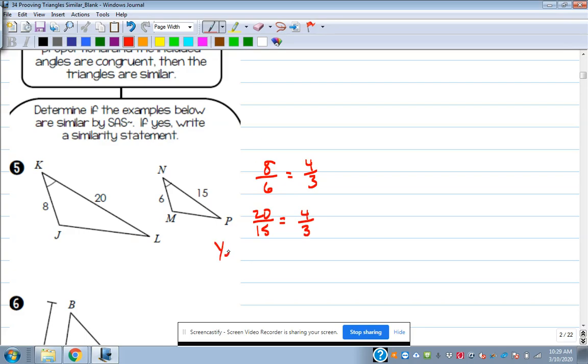So this is yes. And let's get a similarity statement for that. I'm going to do alphabetical order, J, K, L, similar to M, N, P. Matches up. It goes through the short side, the congruent angle, and then the other. So that works out nice.